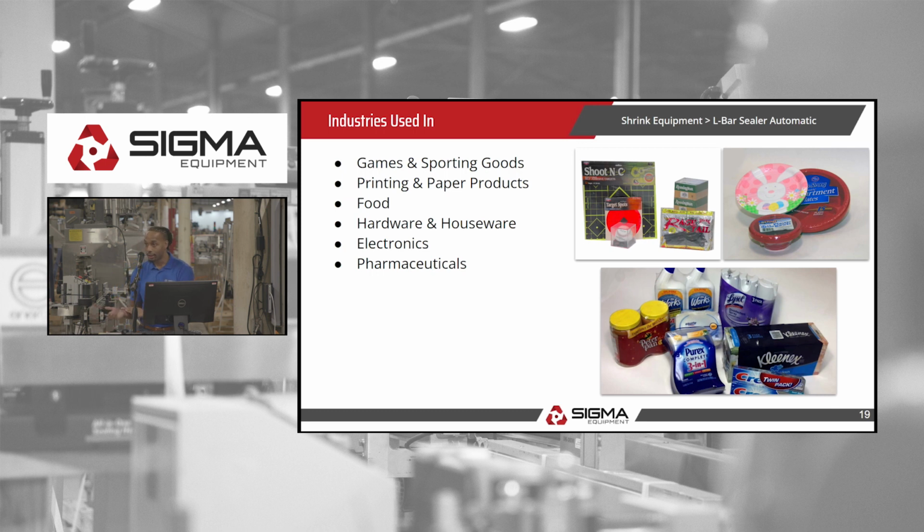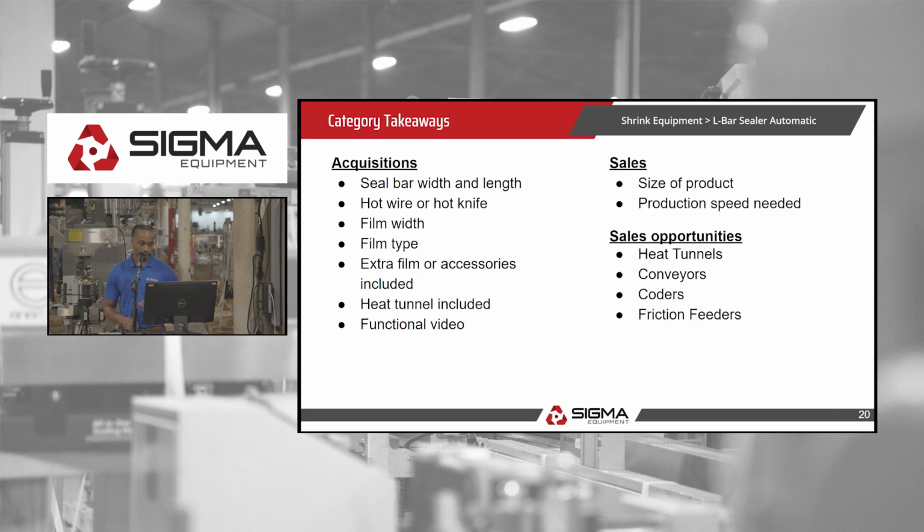Industries that this is used in: games and sporting goods. I know a lot of us play video games. That comes in plastic wrap. Printing and paper goods. We've all gotten plastic or paper plates, paper bowls. As you can see here, food, peanut butter, hardware and houseware, electronics, as well as pharmaceuticals.